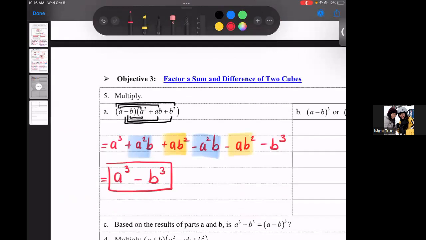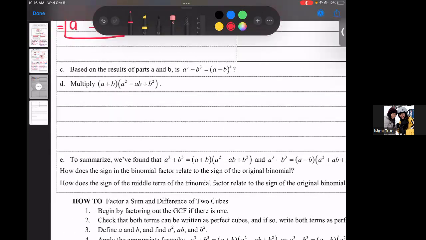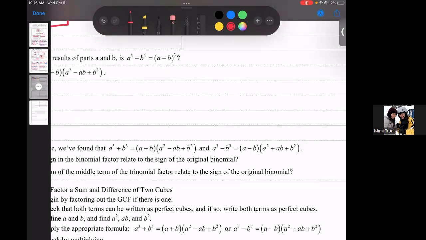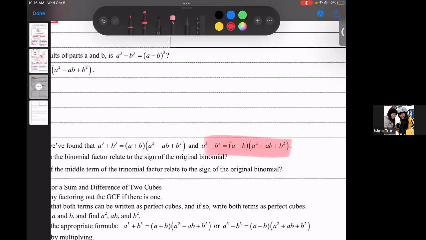Let's write this down first. Do you have to write this down? No, you don't have to. Right here: a cubed minus b cubed. And I'll help you the way I think is easier for you to memorize this. So here's a formula. Highlight that or write it down, whatever.